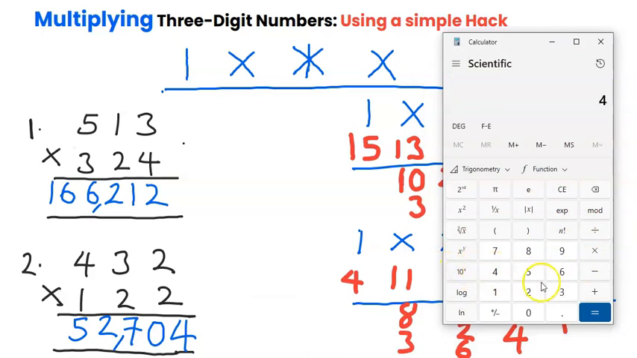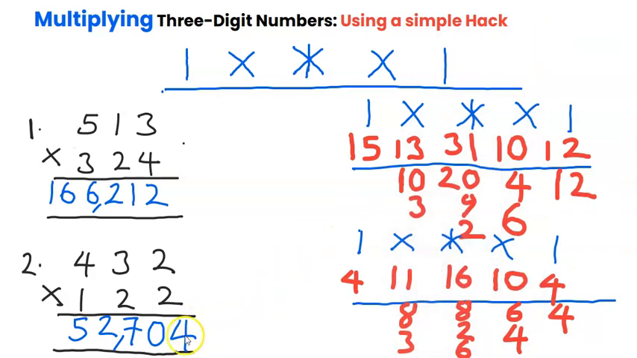So I have 432 multiplied by 122. This gives me 52,704. Good. So let's move on to the next slide.